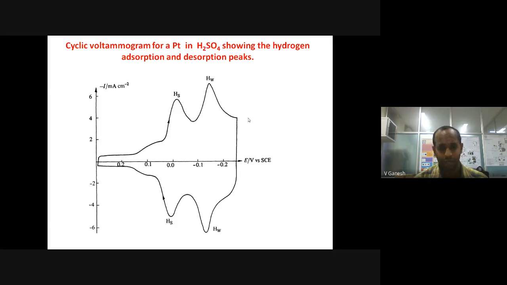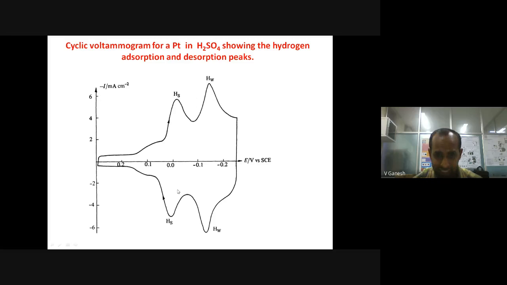And you can polish not just mechanically, you can also polish electrochemically using cyclic voltammetry. You can run a CV in an acid medium like sulfuric acid, HCl, perchloric acid, nitric acid, etc., so that you would get a reproducible surface. The typical behavior to assess the cleanliness of a platinum electrode is by observing this kind of peaks.